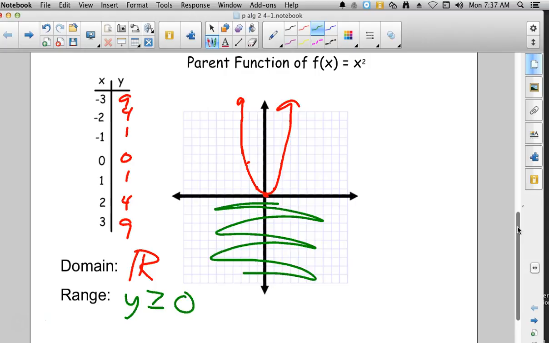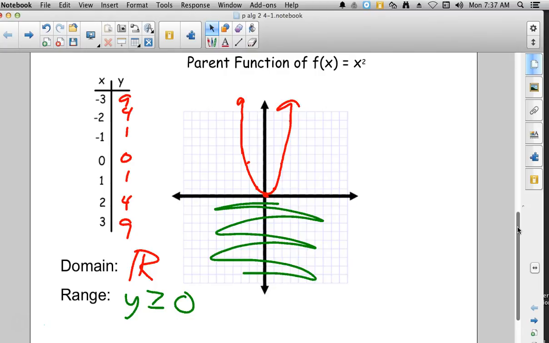But then I also start thinking in terms of our a, h, and k. When we dealt with a before, if a was negative, it flipped it down. Well, that's definitely going to affect the range. And all this stuff that's up here right now would be going down this way.